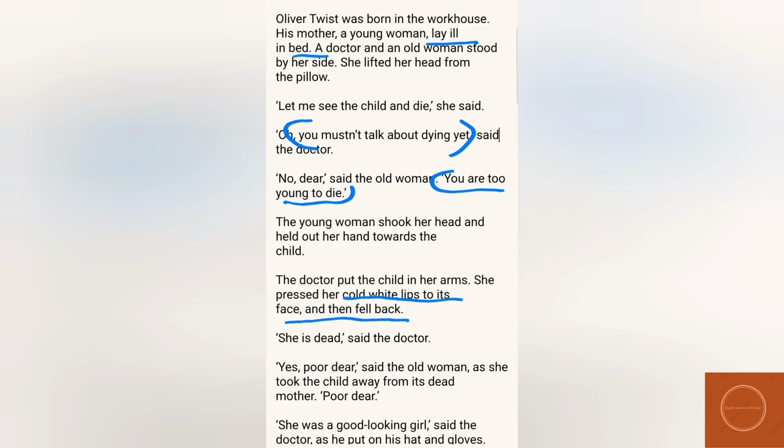Then she died. "She is dead," said the doctor. "Yes, poor dear," said the old woman as she took the child away from the dead mother.